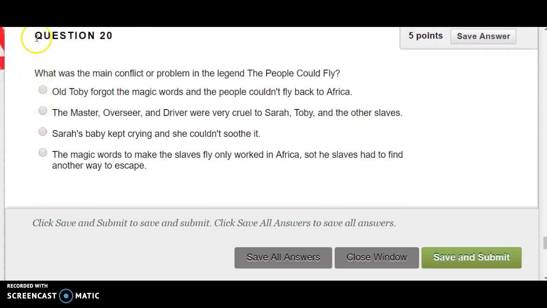Question 20. What was the main conflict or problem in the legend The People Could Fly? Old Toby forgot the magic words and the people couldn't fly back to Africa. The master, overseer, and driver were very cruel to Sarah, Toby, and the other slaves. Sarah's baby kept crying and she couldn't soothe it. The magic words to make the slaves fly only worked in Africa, so the slaves had to find another way to escape.